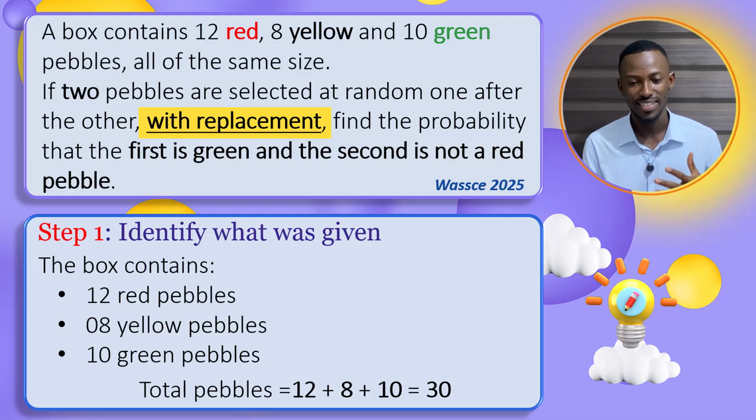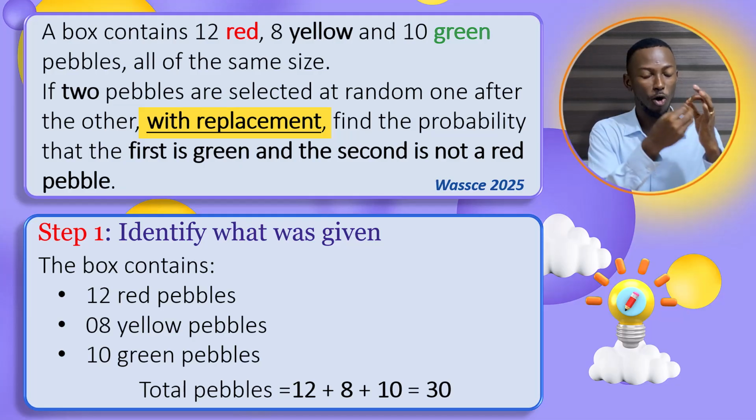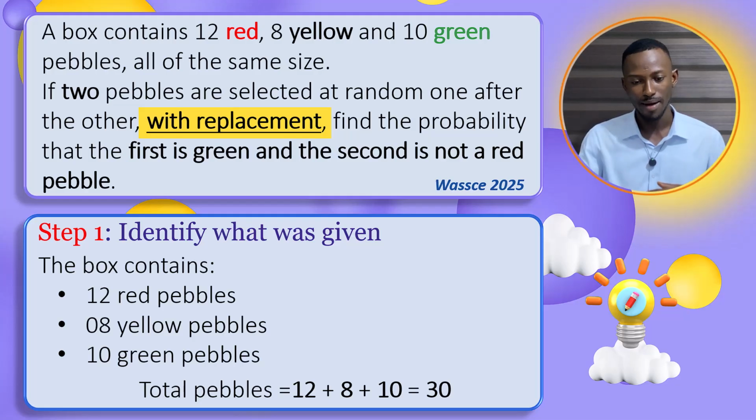The 2 have been selected with replacement. So if I choose the first one and I observe the color, I put it back, giving us the total still being 30. So the first selection does not influence the second selection. That is why we say this kind of probability is independent, simply because of the fact that the selection is done with what? Replacement. So keep that important point in mind.